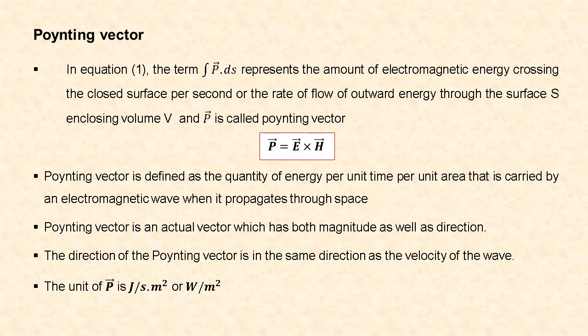This Poynting vector is an actual vector and it has both magnitude as well as direction. The direction of this Poynting vector is in the same direction as the velocity of the propagating wave. The unit of Poynting vector is joule per second per meter square, or watt per meter square.